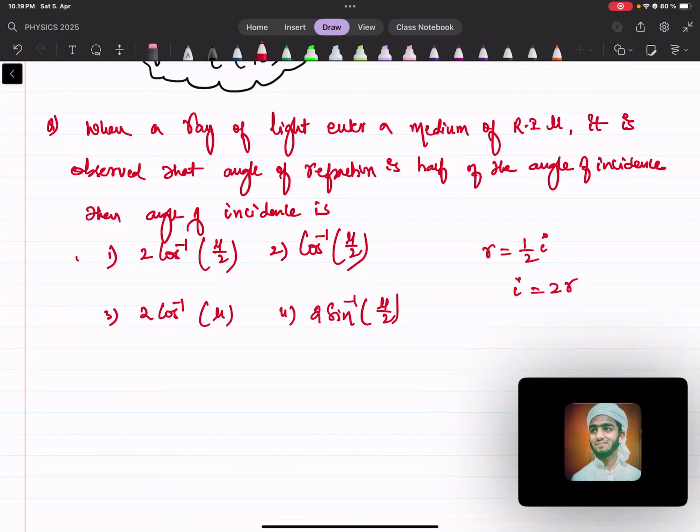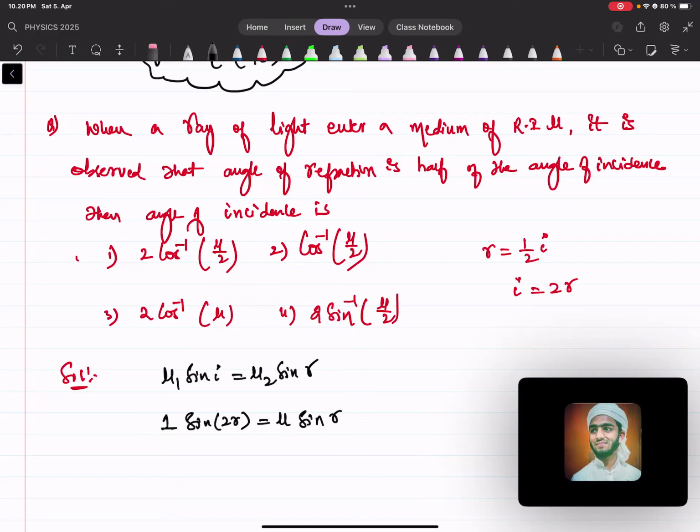Now apply Snell's law, beta. When I'm moving from one medium to another medium, it is mu1 into sine i equals mu2 into sine r. Right now, nothing is being told about the first medium, so I'm taking air as 1. Sine of i, which is 2r, equals mu2, and mu2 is nothing but mu into sine r. Clear, beta? I need to calculate the angle of incidence, that is what is being asked.